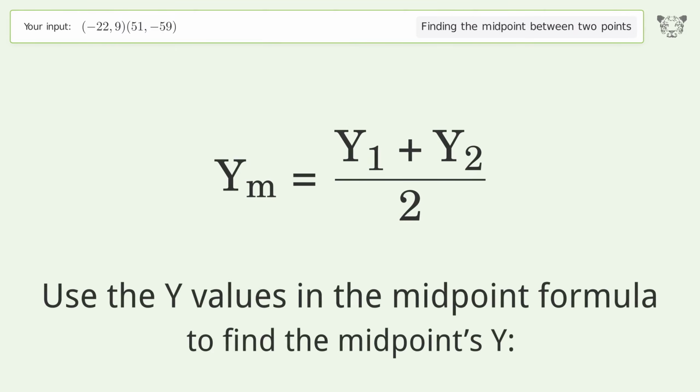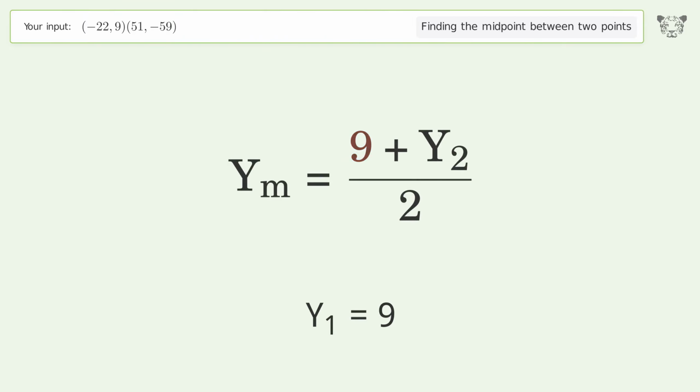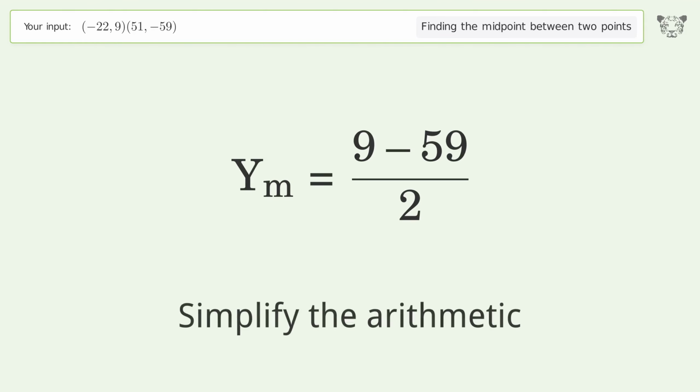Use the y values in the midpoint formula to find the midpoint's y. y1 equals 9. y2 equals -59. Simplify the arithmetic.